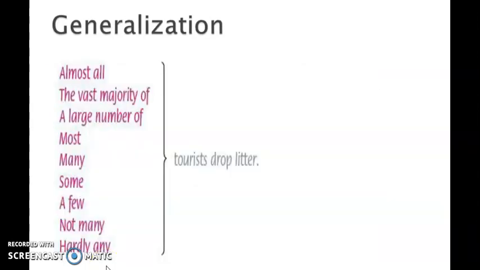Then we have some phrases for generalization. Generalization means when you introduce the opinion of other people in your essay, like the vast majority of the tourists drop litter, many tourists drop litter. You can choose one according to your need. Generalization here means when you want to add the opinion or the number of other people in your essay.